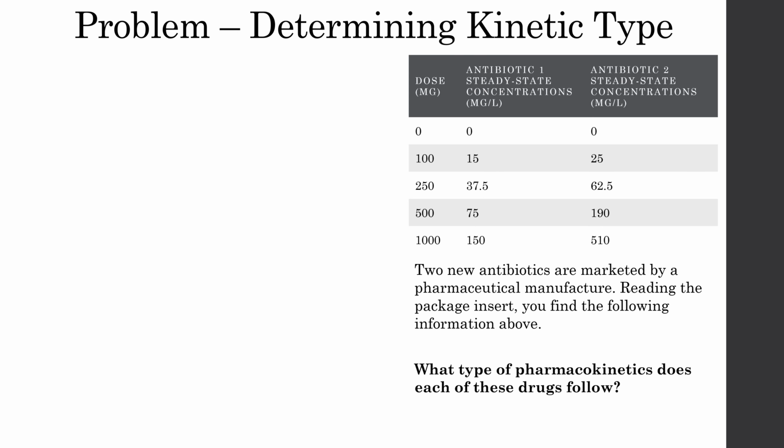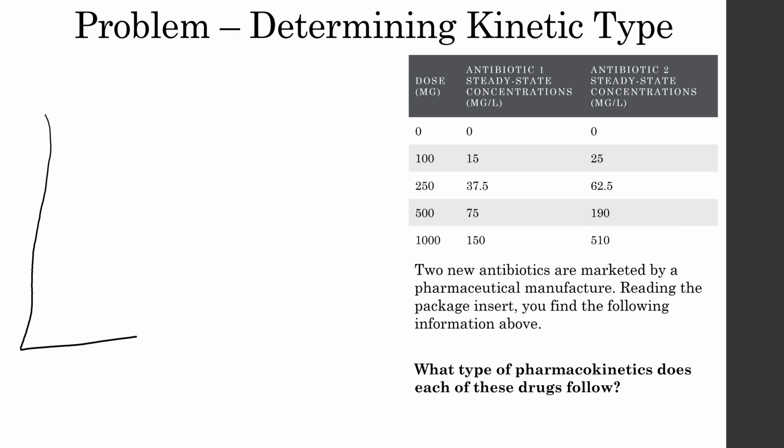We learned about two kinetic types in the first lecture for this course, one being linear and one being nonlinear, and their definitions or how they look is in the name, linear versus nonlinear. So let's see, you looked up two new antibiotics in a package insert in this problem, and you want to figure out what the kinetics are for each one. So what we can do is actually do that graphically. Let's see if we can figure that out.